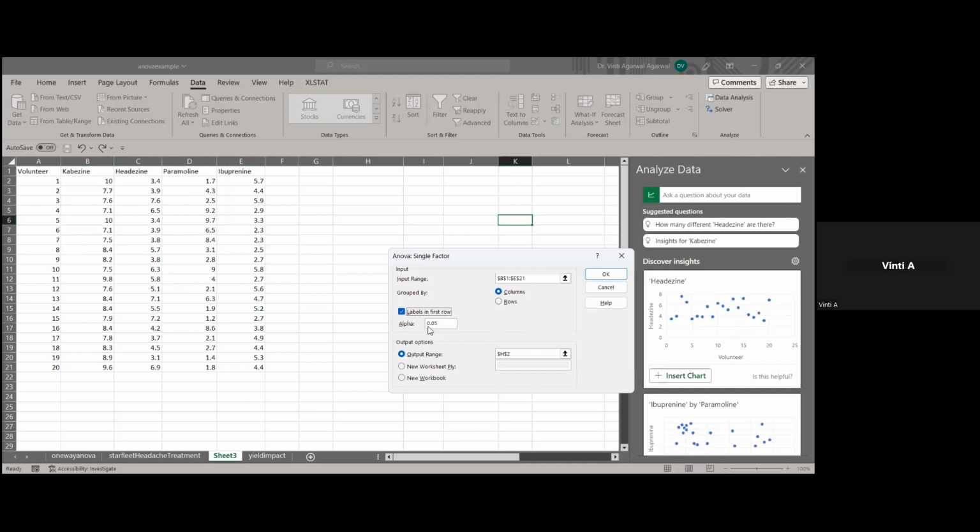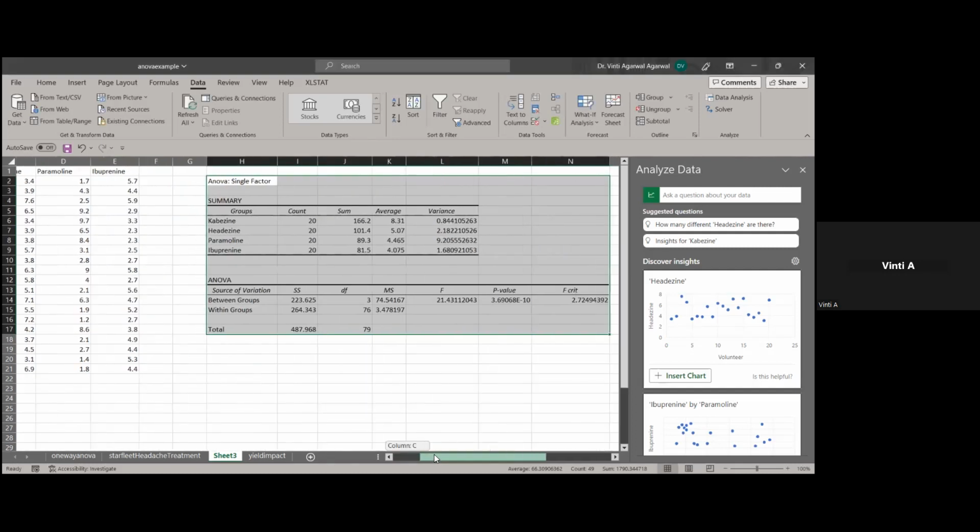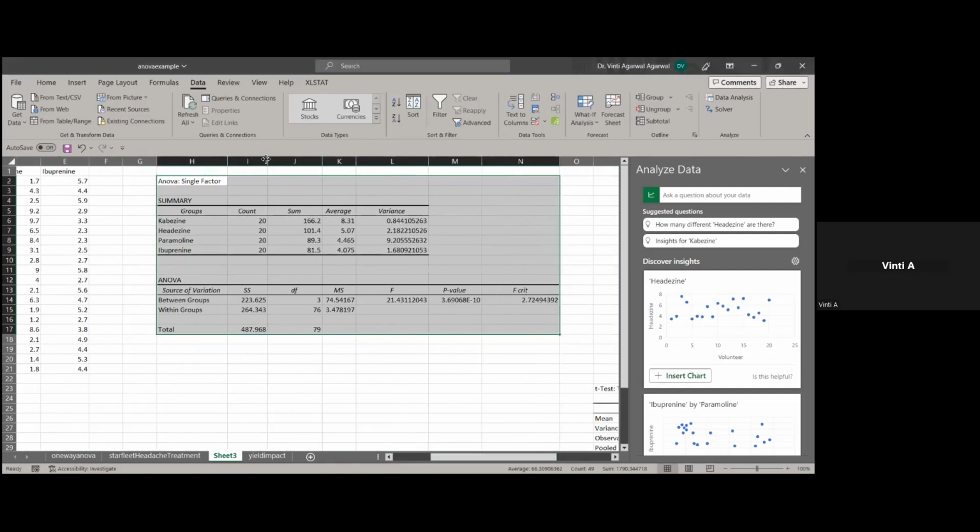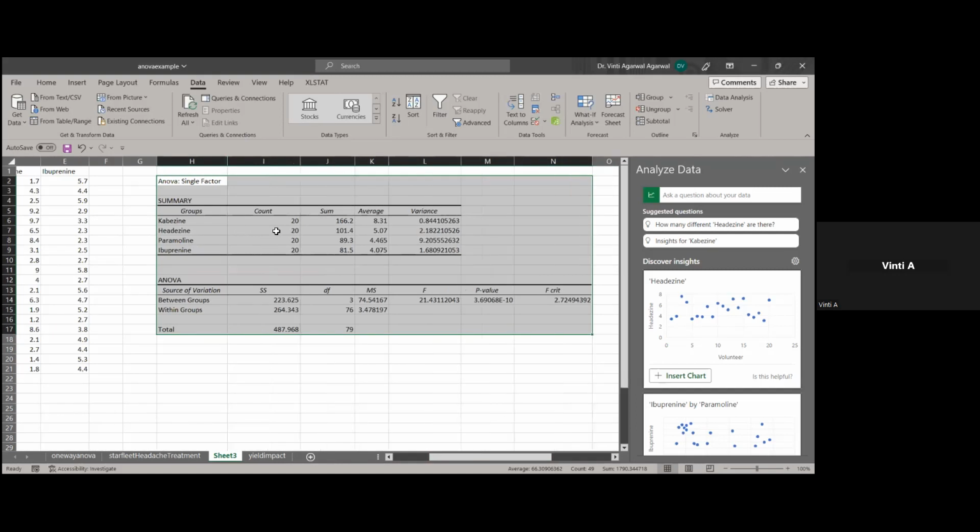The level of significance I'm using is alpha. And here I can either put the output in a new sheet, or I can just click in the output range and display it in the same sheet. And when I click OK, now look what happens. The first table gives me the count of the number of observations for each of the headache medicines. It will give me the total sum.